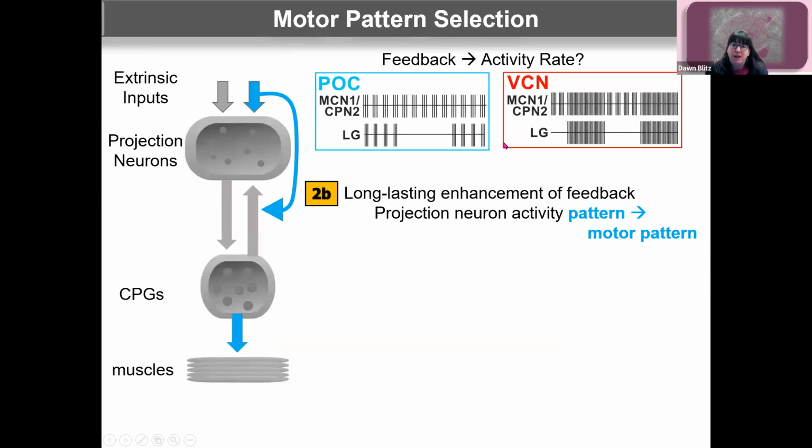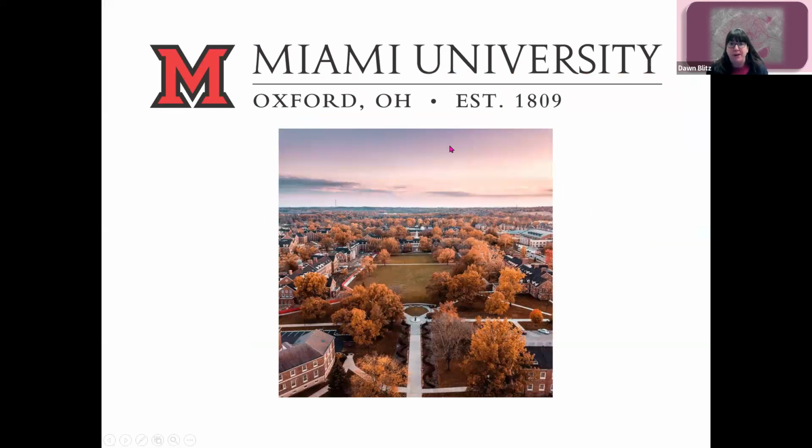Okay, so now I've shown you that there is phasic regulation and there's long-term modulation of feedback. So far, these two aspects are important for the pattern of the projection neuron activity. But of course, there's also the activity rate that can be really important, especially when we're thinking about neurons that release neuropeptides in addition to small molecule transmitters. So I next turn to looking at what might regulate the difference in the rate of activity between the projection neurons in these two scenarios. And this is my reminder that this was the point that I flew the coop and moved from Pennsylvania out to Oxford, Ohio to start my lab at Miami University.